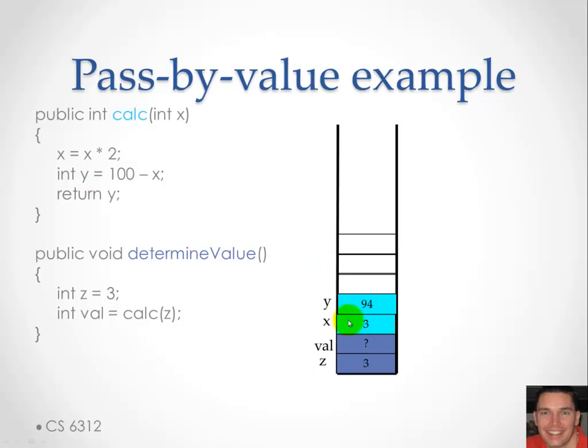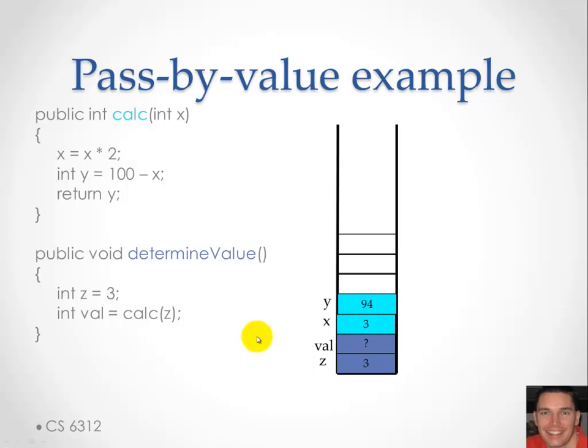When it returns, it actually pops these two memory cells off the top of the stack, and now the stack pointer is going to point here. It always points to the top of the stack. It's going to return the value 94, and when it does that, it's going to put 94 in this particular memory slot.